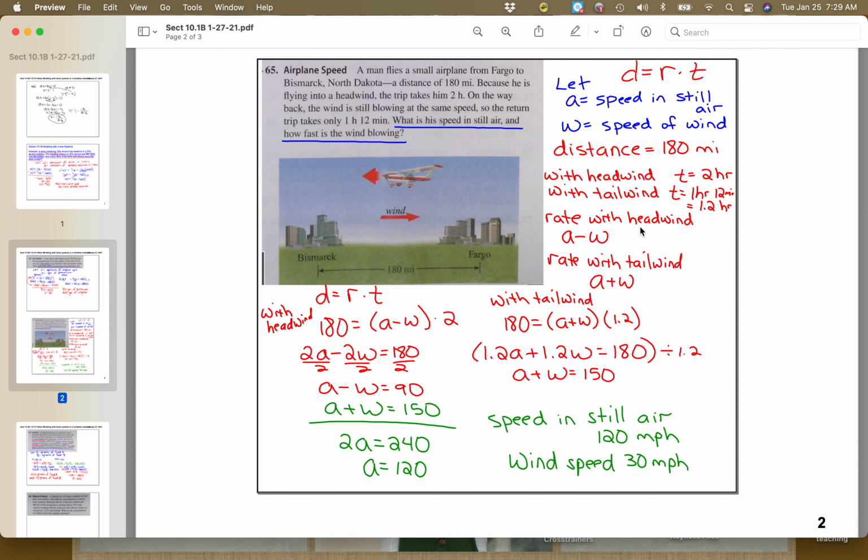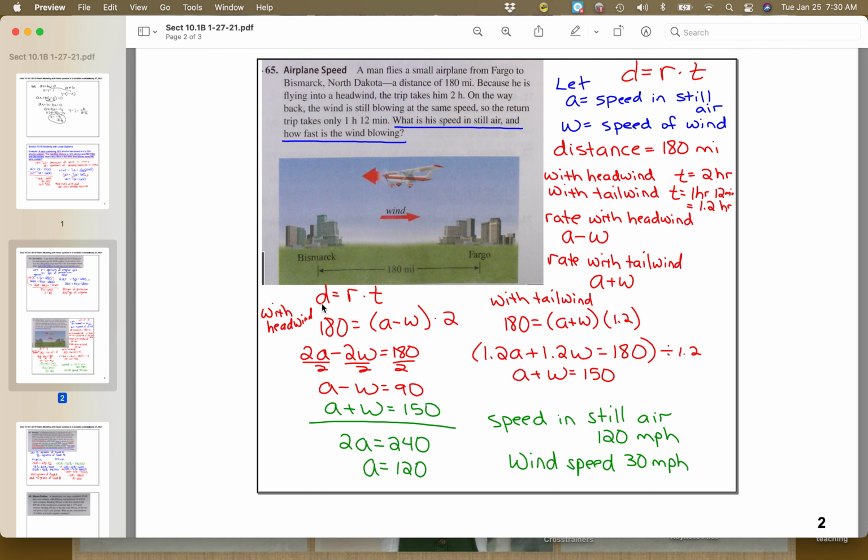So then the rate with the headwind. If you're going with the headwind, that means you're going to slow down. The wind is going to slow you down. So you've got the airspeed minus the speed of the wind. And that should make sense because it's slowing you down. The rate with the tailwind, it's going to make you go faster, speed you up. So you have the speed in still air plus the wind. So it's making you go faster, so it would be a plus.